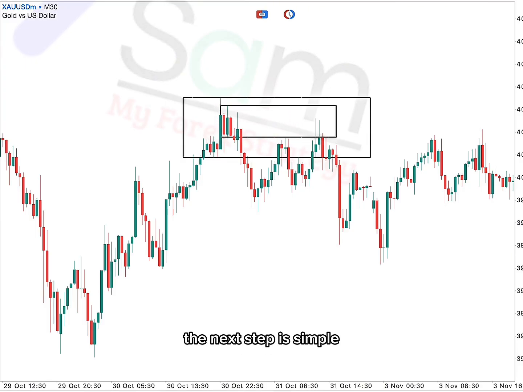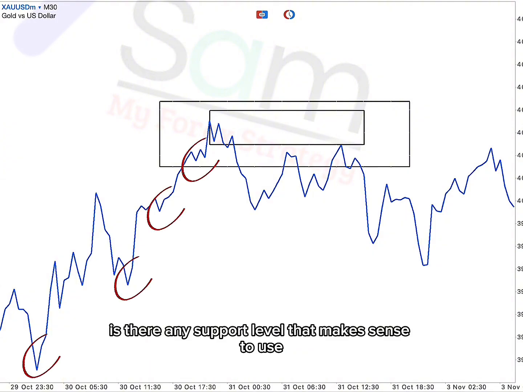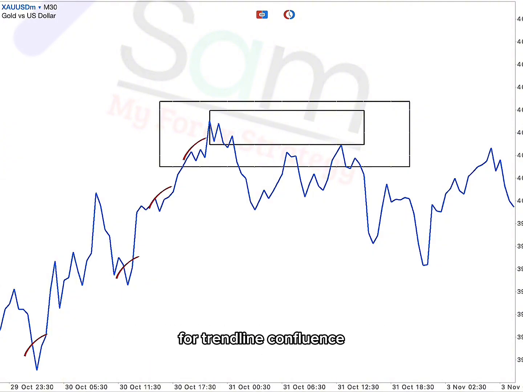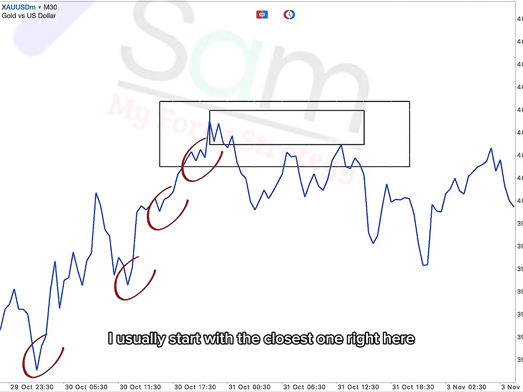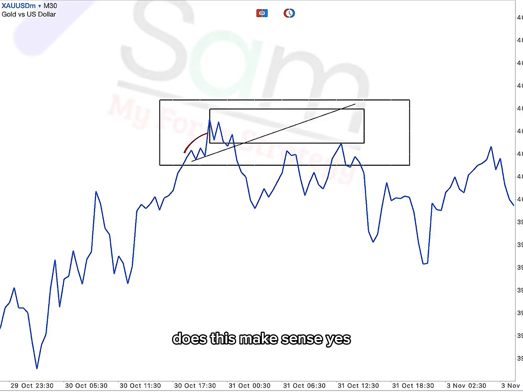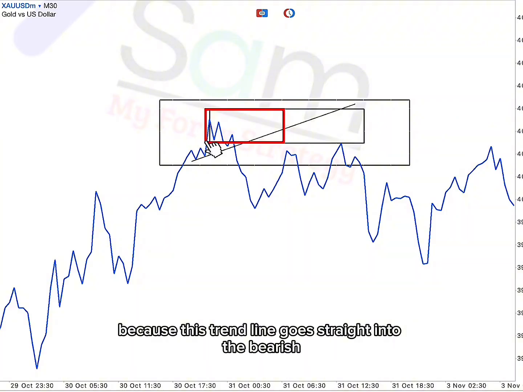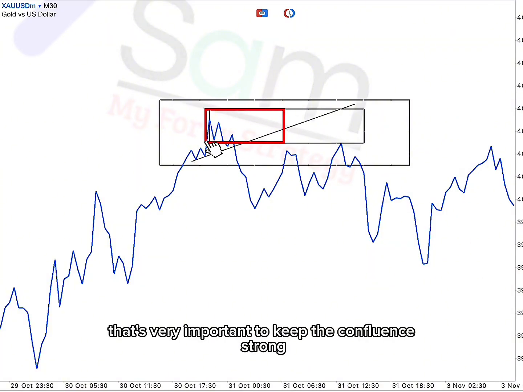The next step is simple. We look for additional confluence to make our entry more precise. Now let's continue. On the M30 line chart, take a look. Is there any support level that makes sense to use for trendline confluence? I usually start with the closest one. Right here, we have one clear support. If we draw a trend line, it looks like this. Does this make sense? Yes, it does. Why? Because this trend line goes straight into the bearish engulfing area. That's very important to keep the confluence strong.